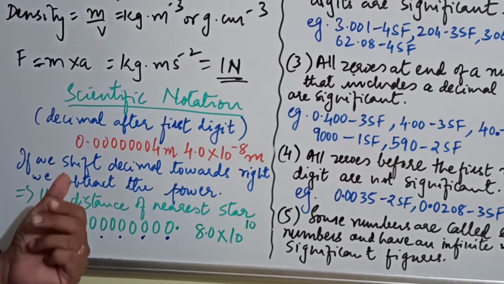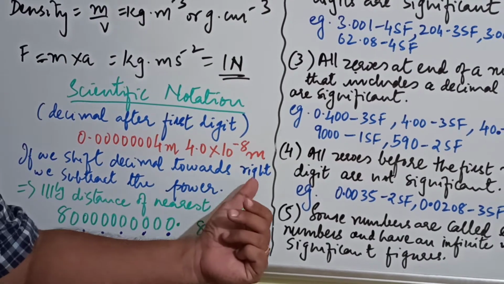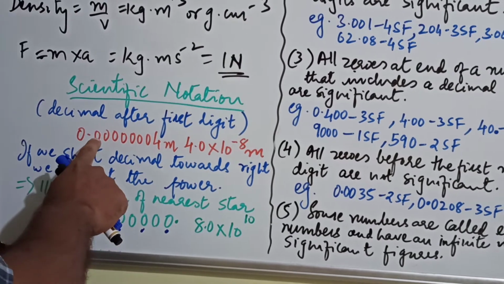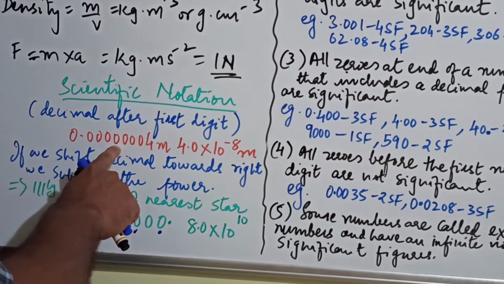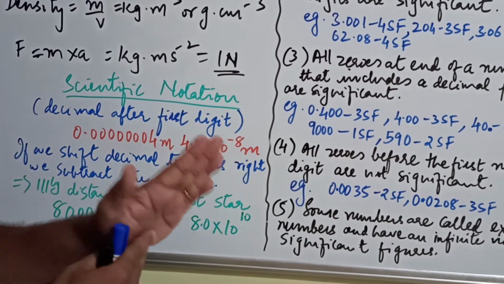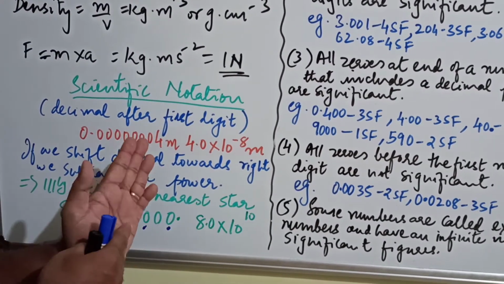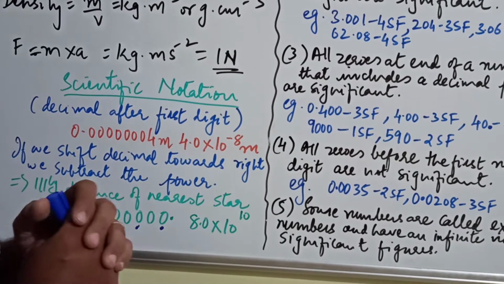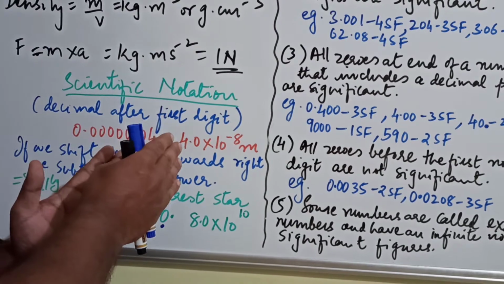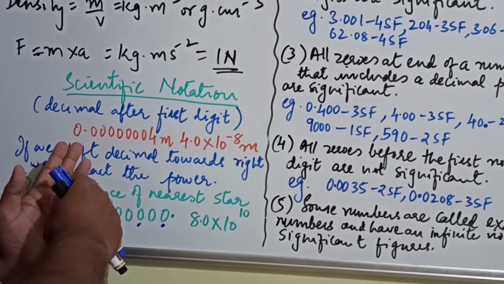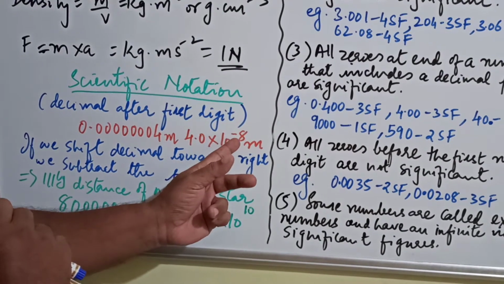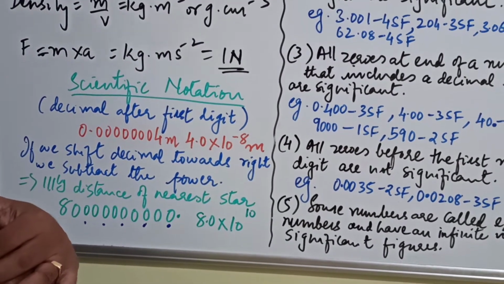This is scientific notation. So if we shift decimal towards right, we subtract the power. So how many digits have we shifted? 1, 2, 3, 4, 5, 6, 7, 8. The decimal has been shifted 8 digits to the right. So how many digits have we shifted? 8. So 10 to the power minus 8. We subtract the power.